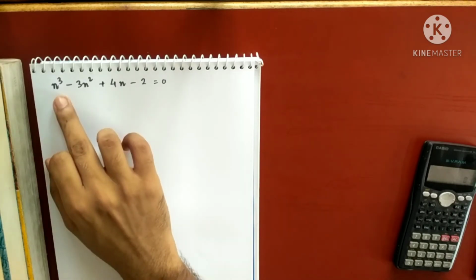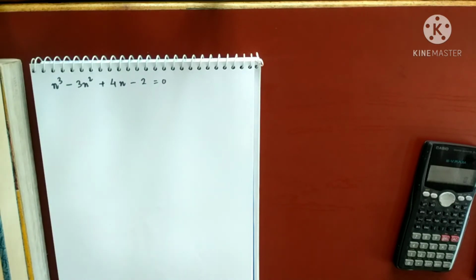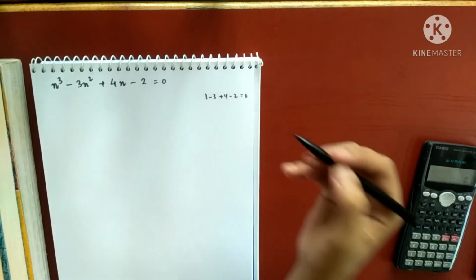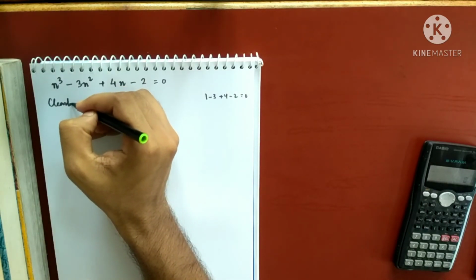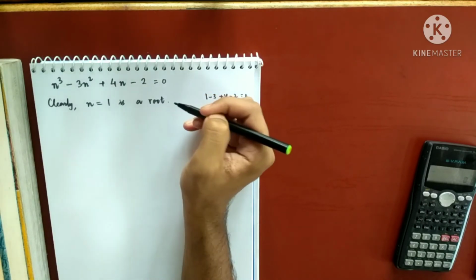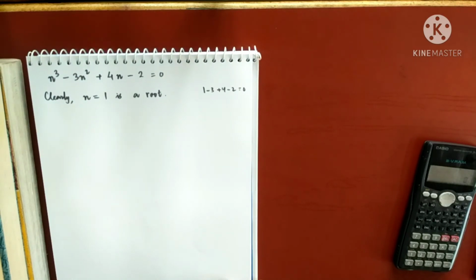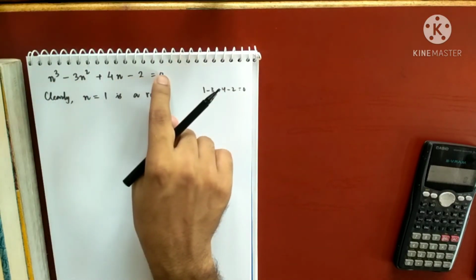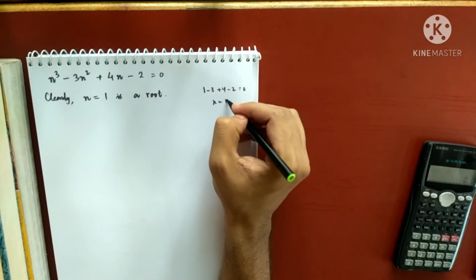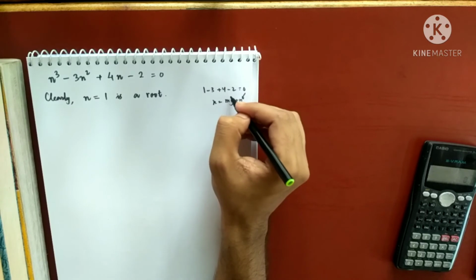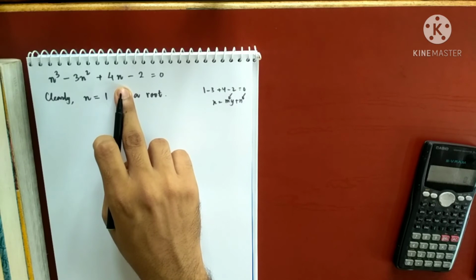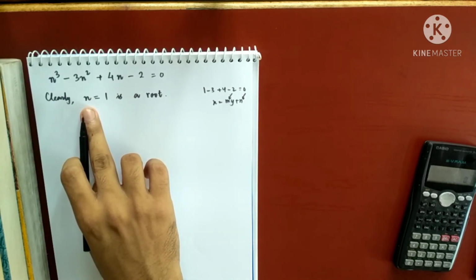Put n equals to 1 here. So 1 minus 3 plus 4 minus 2. We are getting 0. So clearly n equals to 1 is a root. So see, finding one root is enough because I want to find a substitution of the type x equals to my plus n. So any one value of n and m will be enough. So don't go for solving this equation more. I just need one solution.